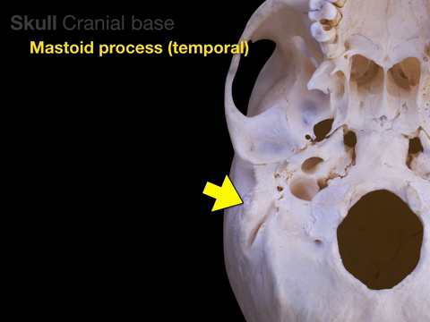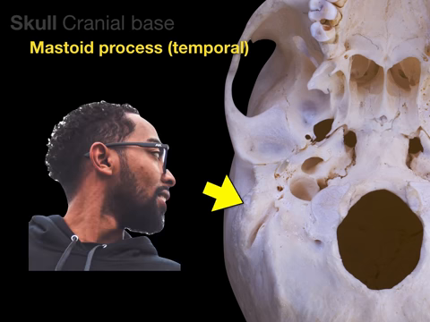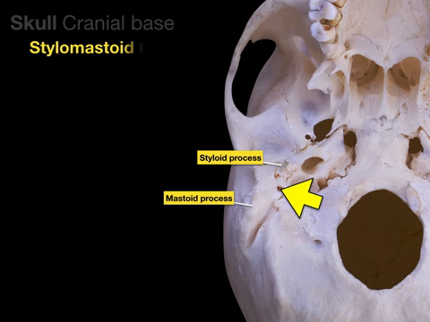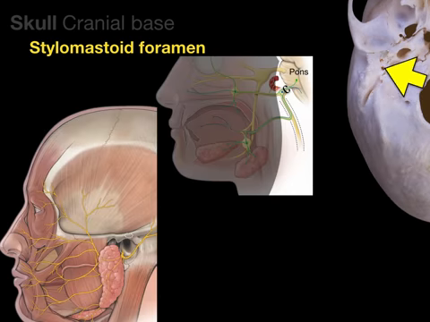Now, the mastoid process of the temporal bone is located there. A reminder is that it's the bump right behind the ear. And then there is an opening, and anatomists said, what do we call this opening between the styloid and mastoid processes? I know, we'll call it the stylomastoid foramen. And that gives rise to the facial nerve.